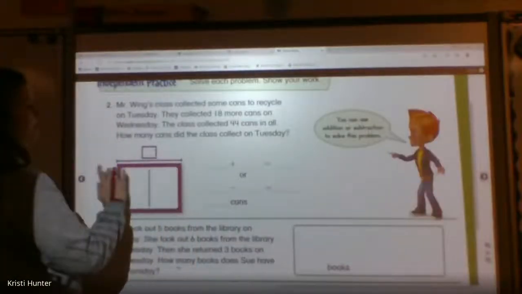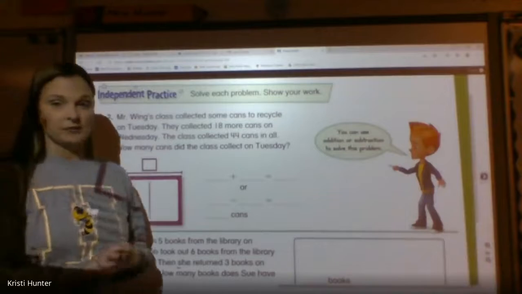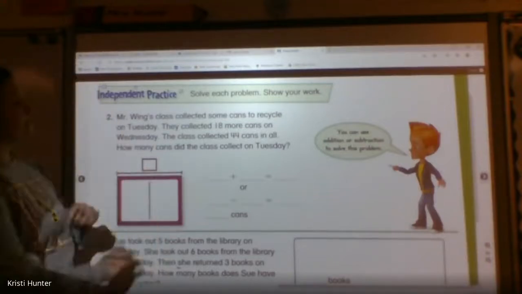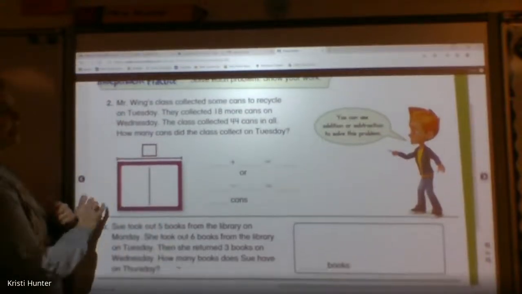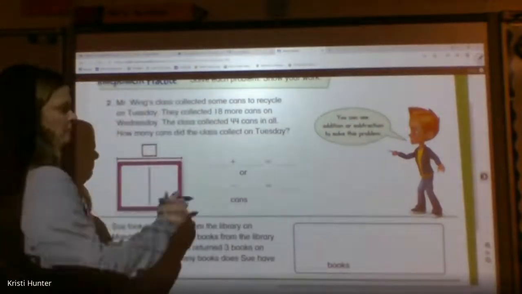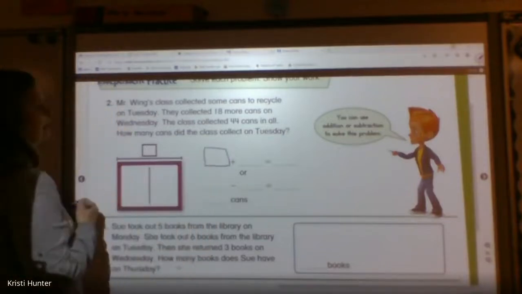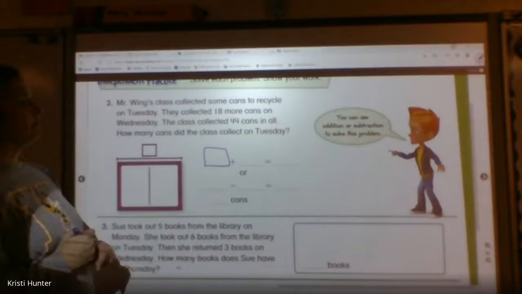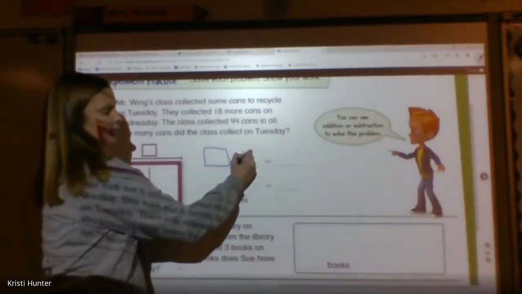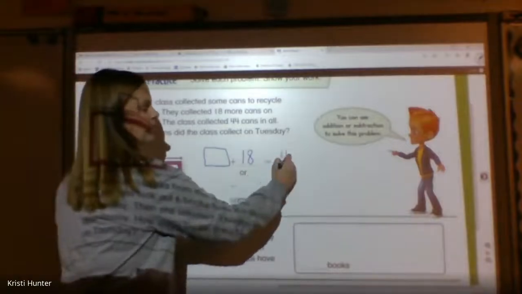Let's see, I'm going to go ahead and skip over to number 2 here because number 1 actually has the work done for us. It says, Mr. Wing's class collected some cans to recycle on Tuesday. So here's what I know. He collected some cans. I don't know how many. They collected 18 more cans on Wednesday. The class collected 44 cans in all.